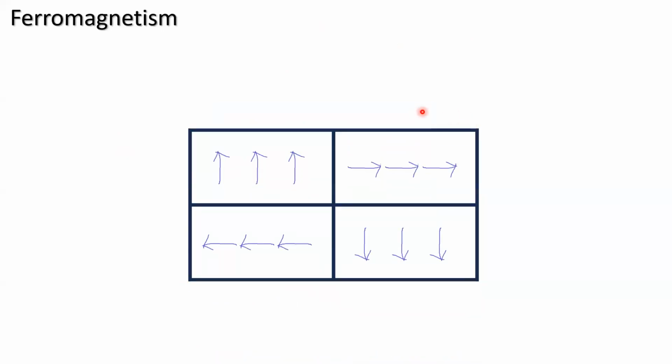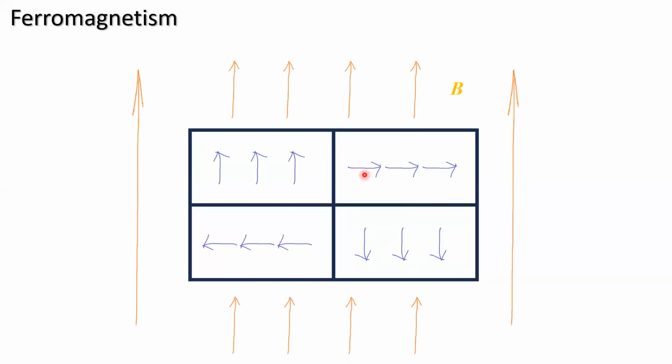However, in practice, there are a lot of domains in realistic materials, and different domains have different orientations. So the overall material usually appears to be unmagnetized. Similarly to what we did for ferroelectricity with an external field, in this case we can also use an external magnetic field to change the direction of the electron spin. And finally, the different domains will line up with each other parallelly.